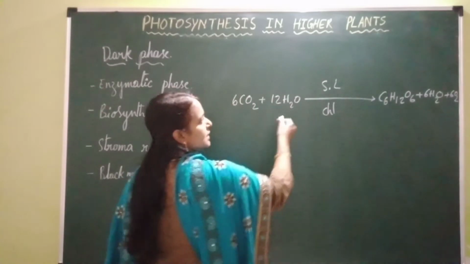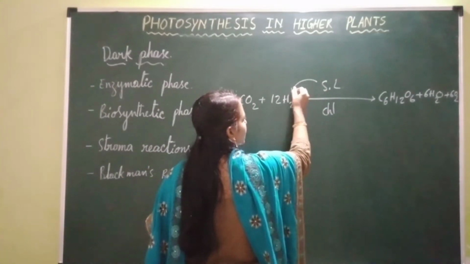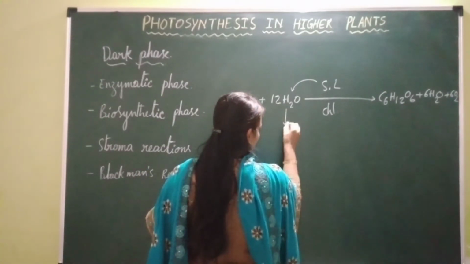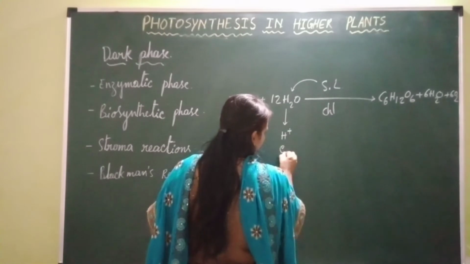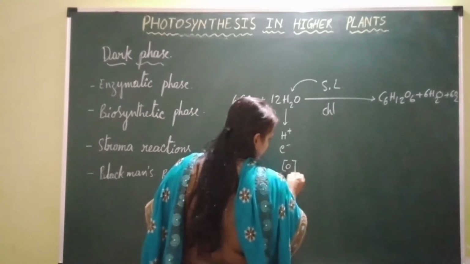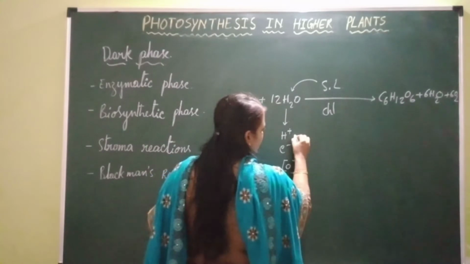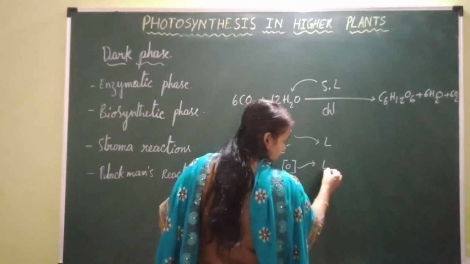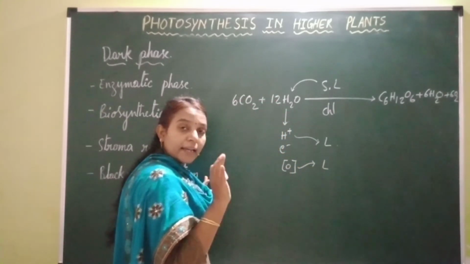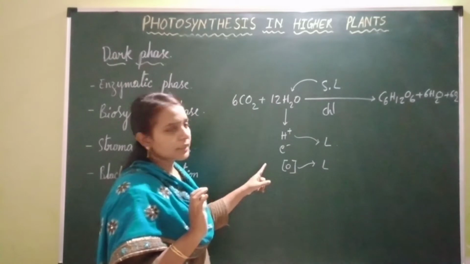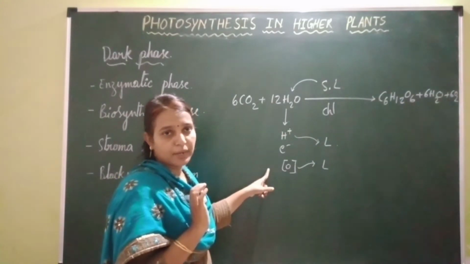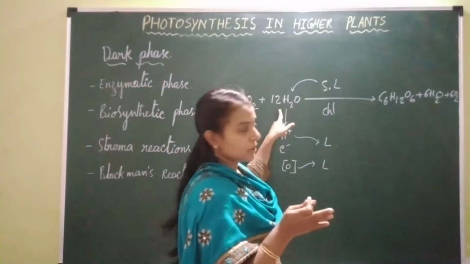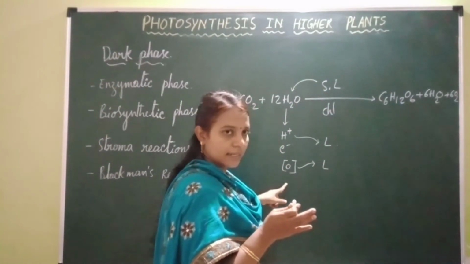So during light phase, sunlight splits water molecules into protons, electrons and nascent oxygen. Actually, light reactions occur in thylakoid membrane. So as this water molecule undergoes splitting by the activity of sunlight, protons, electrons and nascent oxygen are released.